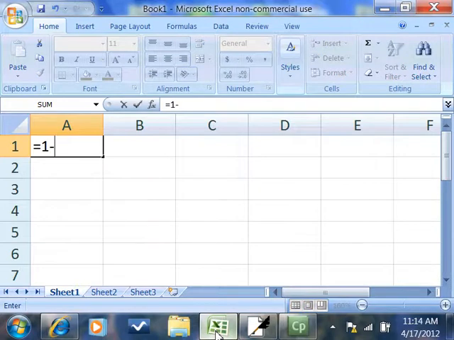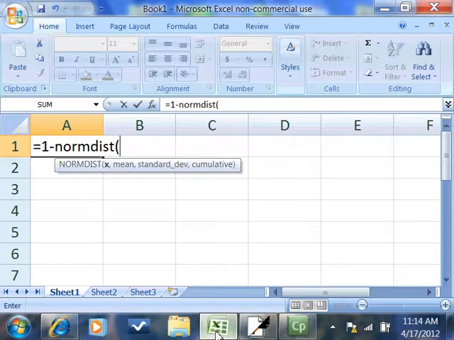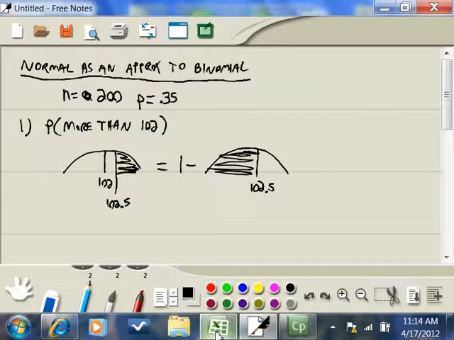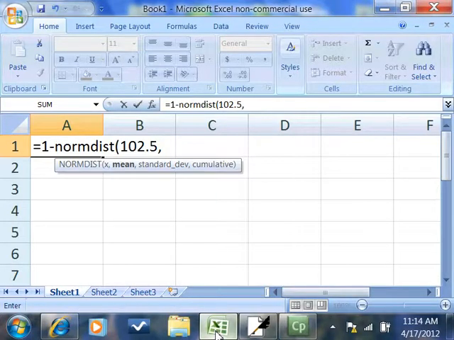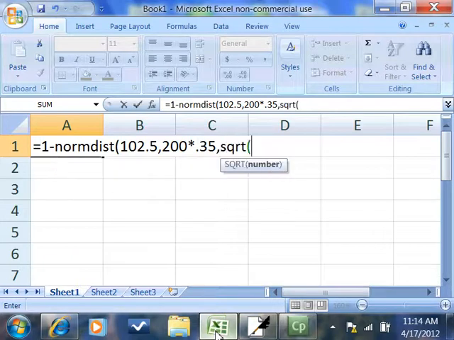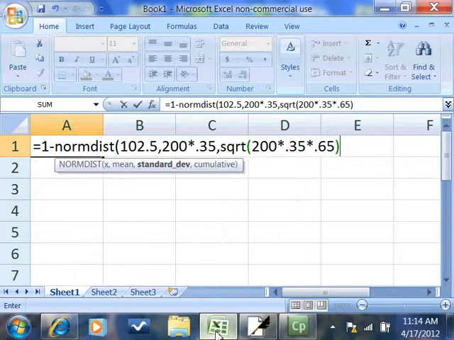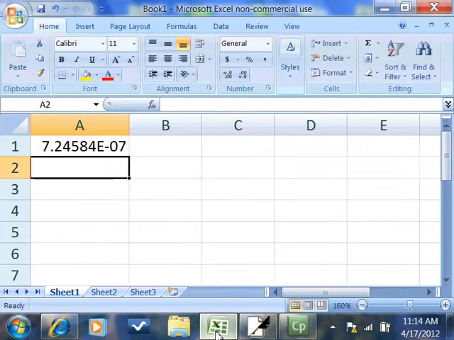So do 1 minus NORM.DIST. Now our first one, the x, is going to be 102.5. Now our mean, this is n times p. So 200 times 0.35, comma, and our standard deviation, that's going to be the square root of 200 times 0.35 times 0.65. That's 1 minus p. So if p is 35%, then the other one is going to be 65%. They have to add up to 100%. Closing parentheses on square root, comma, and 1 for cumulative.